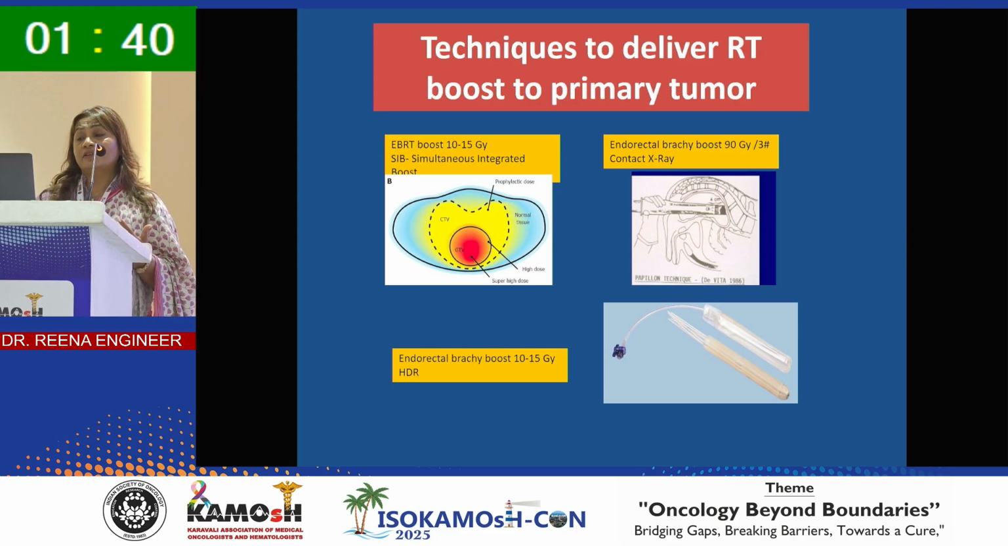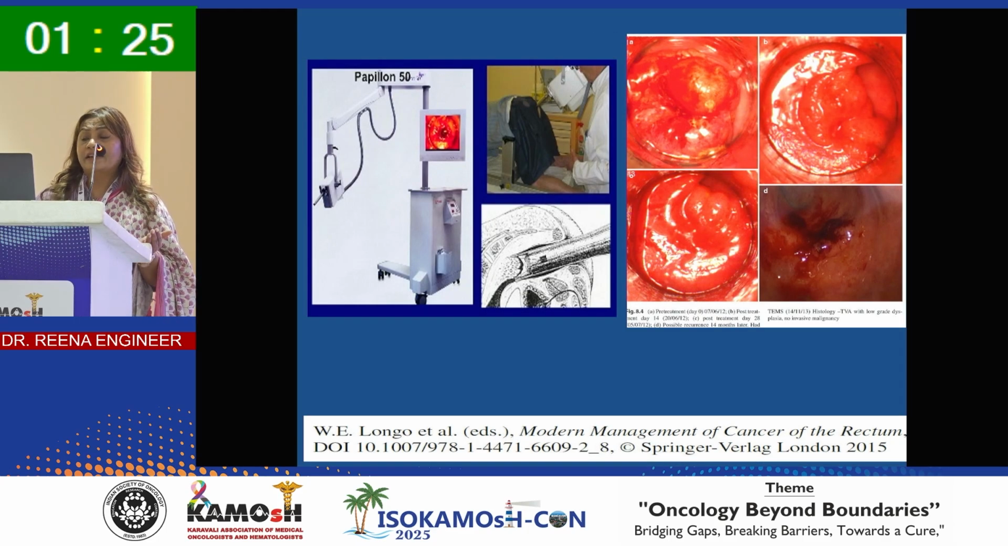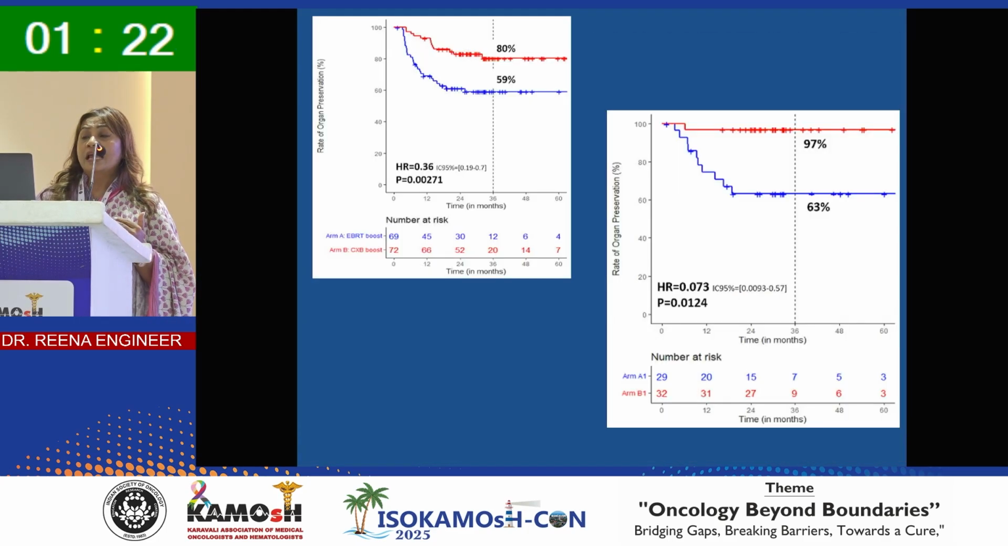There are various ways of escalating radiation doses by EBRT with contact X-ray boost, high dose rate boost, and this OPERA trial is a very elegant trial where, in T2 and early T3 tumors, they compared contact X-ray with external beam radiation boost. Again, the organ preservation rate, if you look at the whole cohort, was 80% when you give contact X-ray brachytherapy boost versus 59%. And if the tumors are less than 3 centimeter, the organ preservation rate shoots up to 97% versus 63% when you give NACTRT followed by brachytherapy.